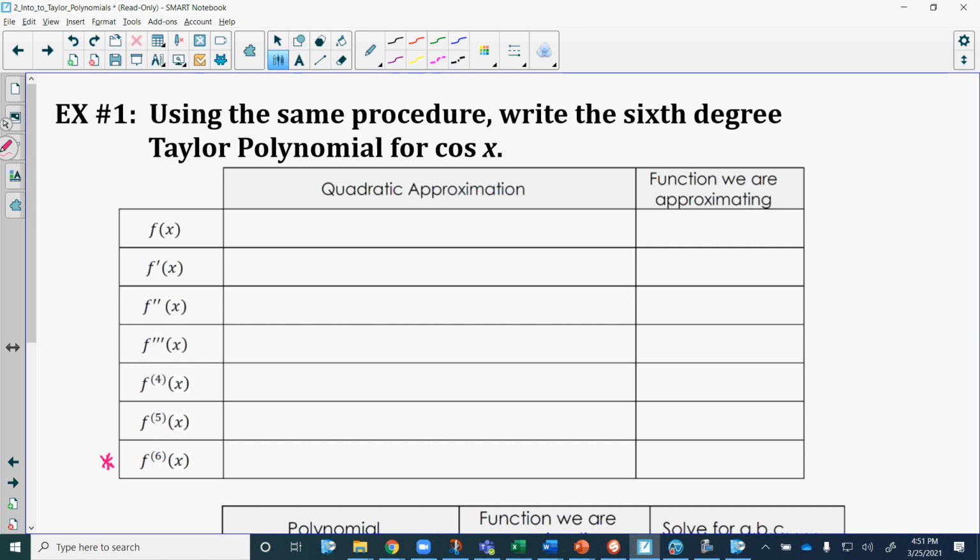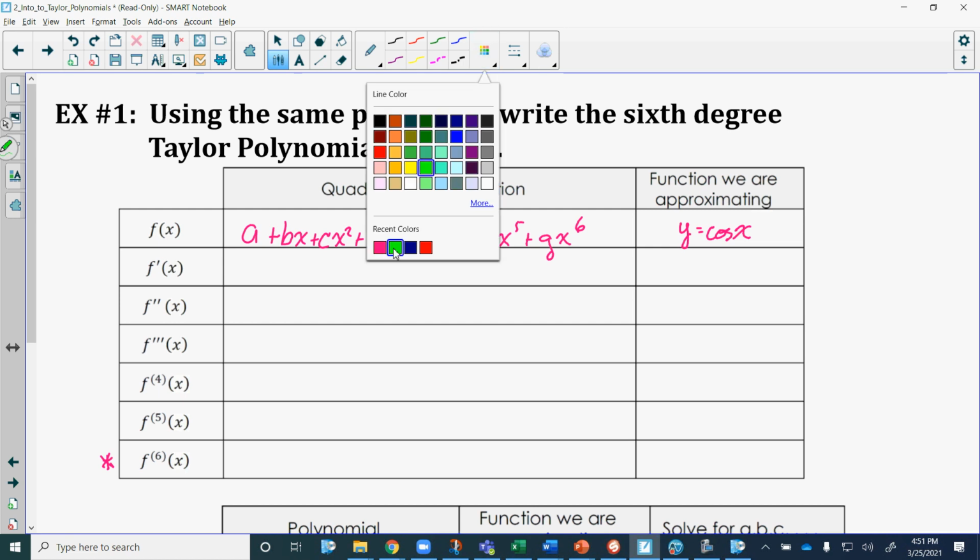So the first one that I would have, according to the pattern that we did for the quadratic, is I'm going to start with a plus b times x plus cx squared plus dx cubed plus ex to the 4th plus f x to the 5th plus g x to the 6th. And of course, the function that we're approximating at that point was y is equal to cosine of x. And maybe we need to pick different colors as we do these.